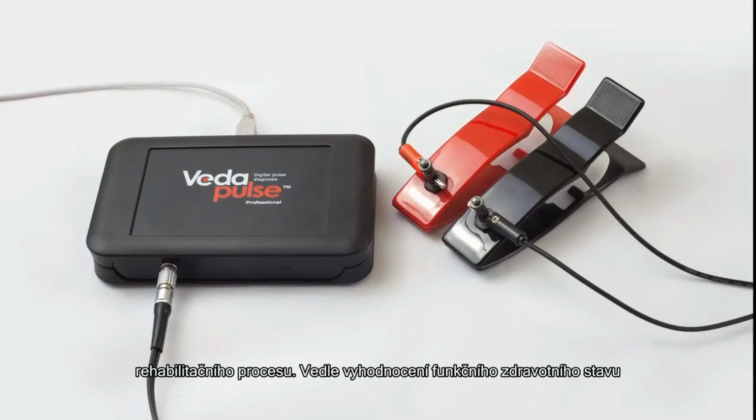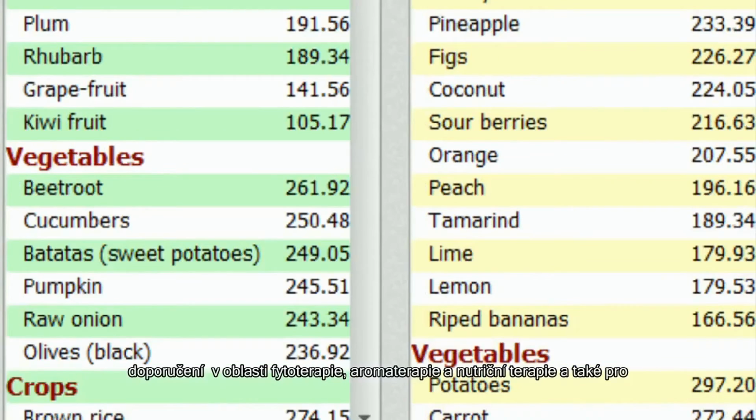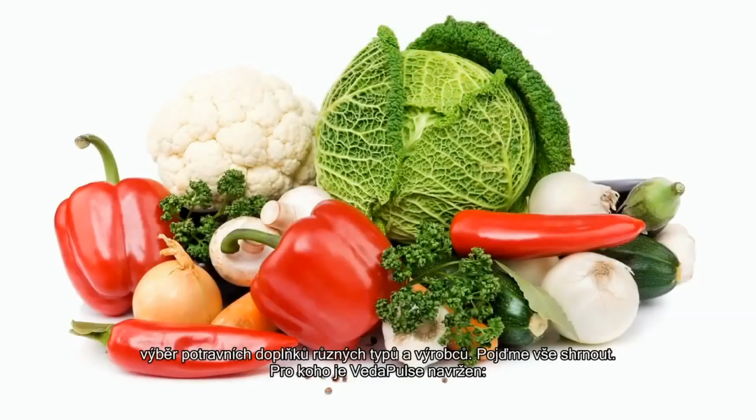Besides evaluation of the functional health status, our hardware and software kit is also intended for generating individual recommendations for phyto, aroma, and nutritional therapy, as well as selecting food supplements of various types.